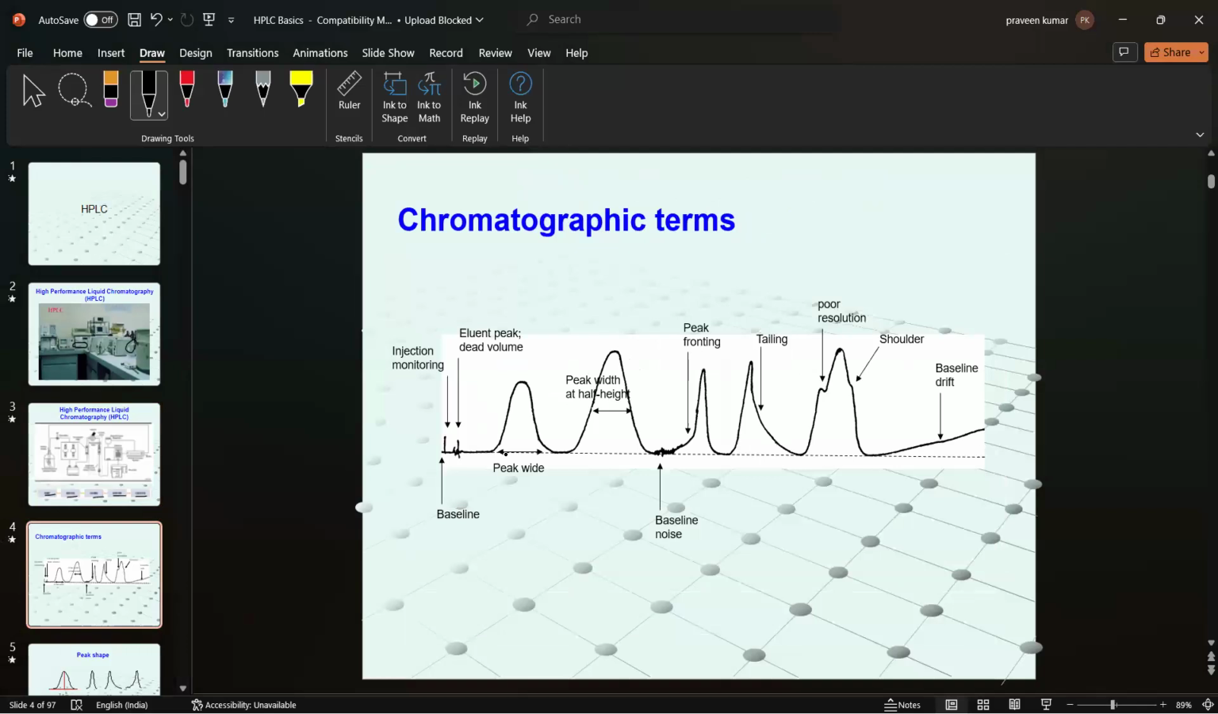As I mentioned, these are the different basic terminologies which you have to remember, guys. The peak width, the peak height, etc. The baseline drift and baseline noise: generally the baseline should be straight, but due to some mistakes in the column or in the sample, it can lead to baseline noise, which is undesirable. Another one is peak fronting and peak tailing.